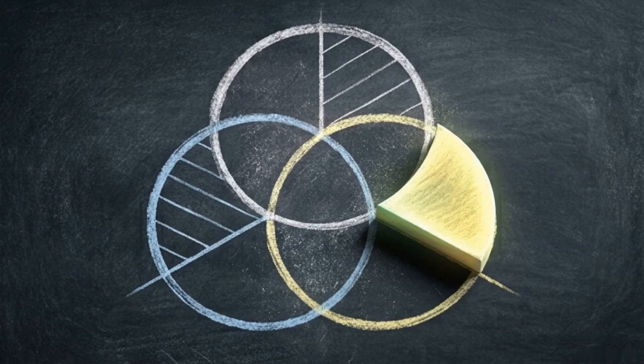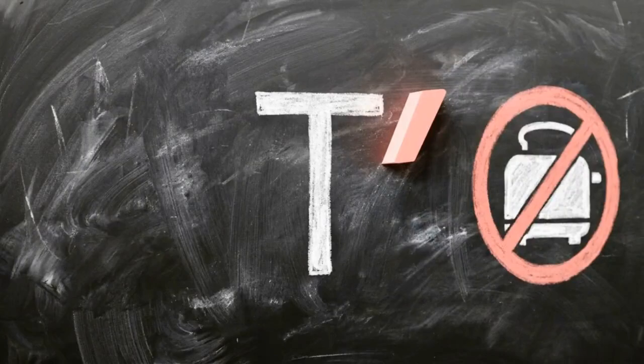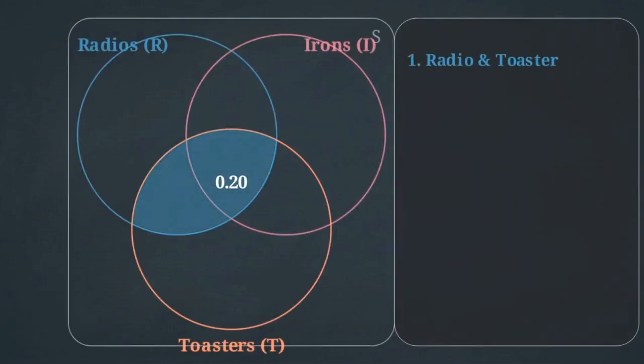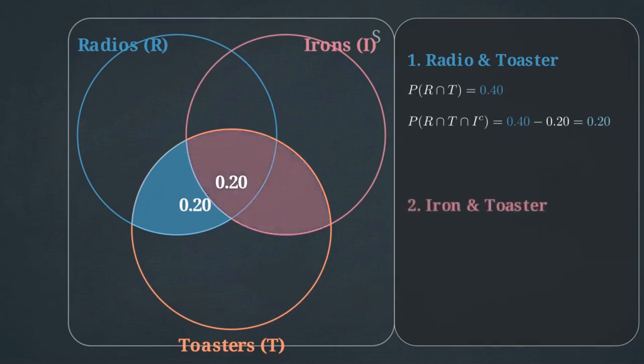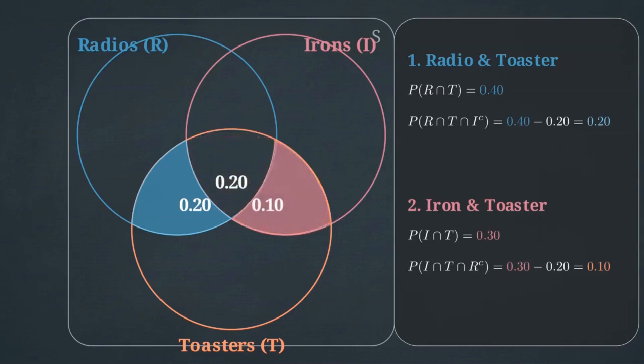In set theory, this specific isolated region is defined algebraically using complement notation, written as the intersection of R, I, and T prime. The prime symbol denotes the complement space. It means the data mathematically excludes that specific variable. We recursively apply this inside-out subtraction to the radio and toaster intersection. The raw 0.40 minus the center 0.20 leaves a mutually exclusive petal of 0.20. We apply it again to the final iron and toaster intersection. The raw 0.30 minus 0.20 gives us 0.10.